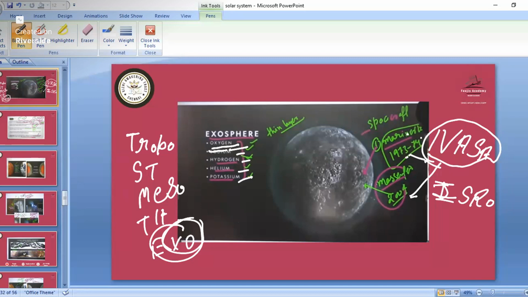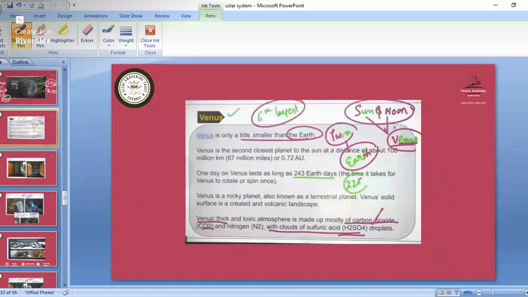So on Mercury we have Mariner 10, which was sent in 1973, and Messenger, sent in 2004. Both were sent by NASA. Okay, now we will see about Venus.